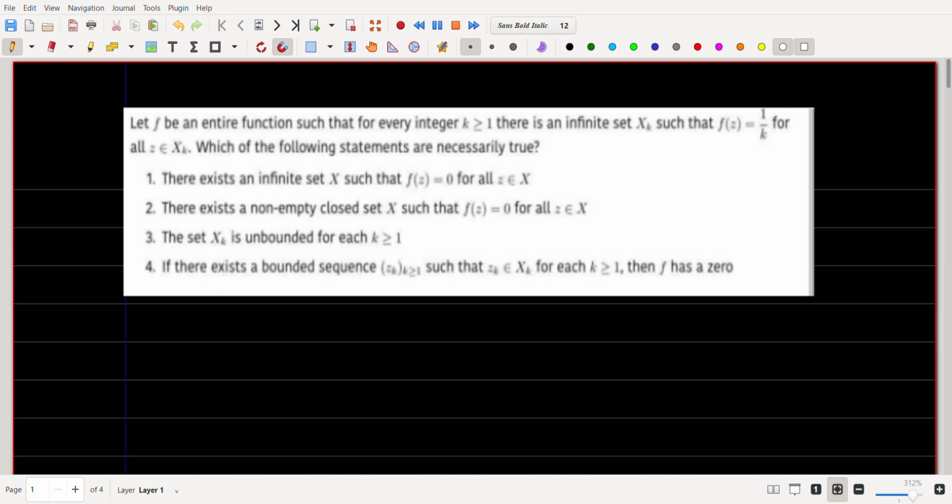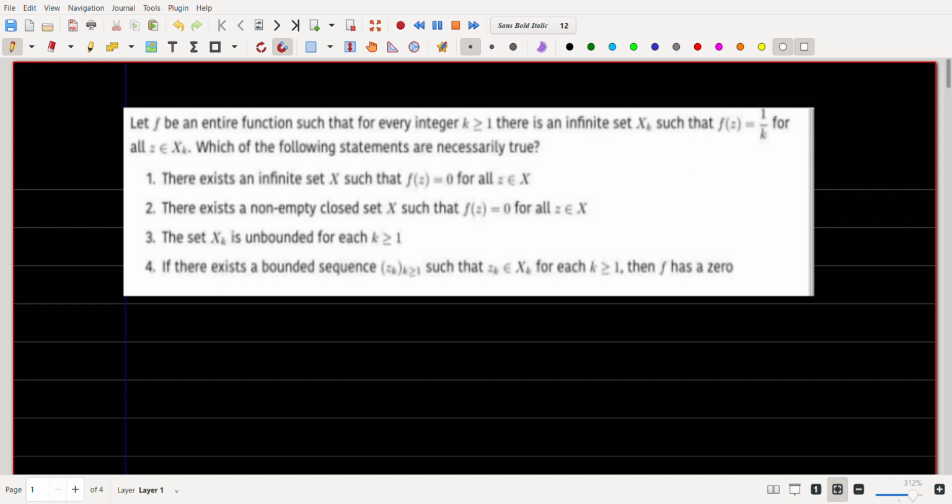So today I am going to discuss an interesting problem from the last CSIR NET exam, and this question is from complex analysis. This is a very nice problem, and if you know the results related to entire functions and apply them properly, then you can solve it.